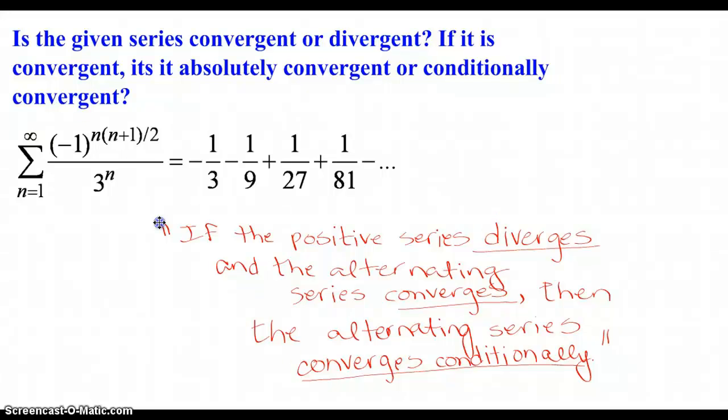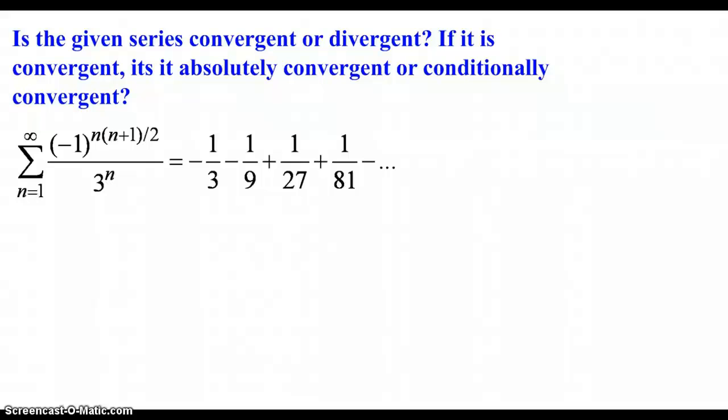But that's what needs to be in your notes. That is conditional convergence. Now, if they both converge, that's absolute convergence. So that's all we're testing. In practice, it's a lot easier than it is in words. So let's work a couple of examples.